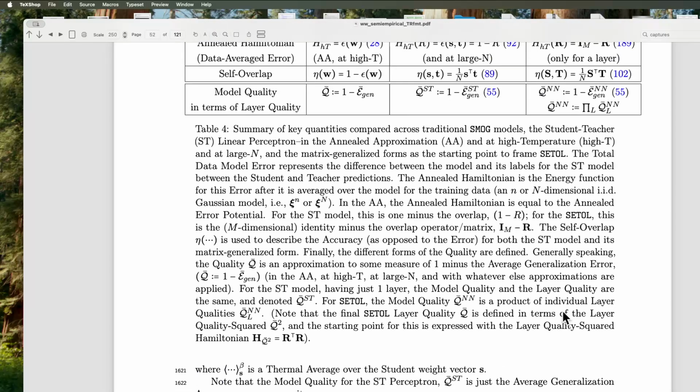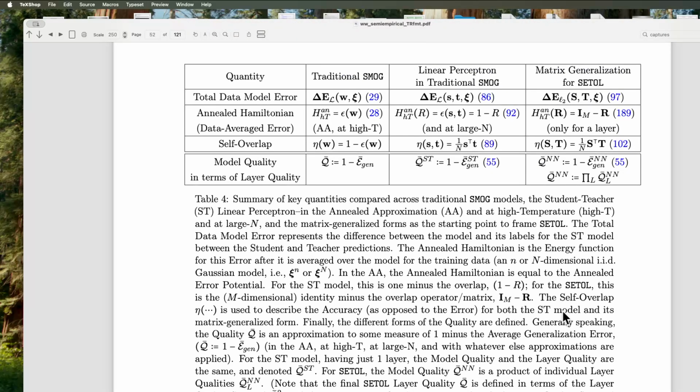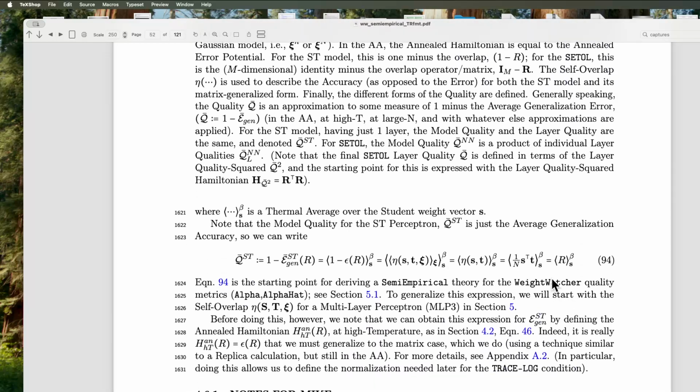So theoretically, if I have some model, like DeepSeek, Llama, Qwen, I want to estimate the error for that model, or I want to estimate the quality, which is 1 minus the error. I can do it for each layer simply by pretending that I have another model which mimics the outputs of that layer, and I take a thermal average over all possible students of the overlap between the student and teacher. This is the idea, and this is the thing that we generalize later in the paper.